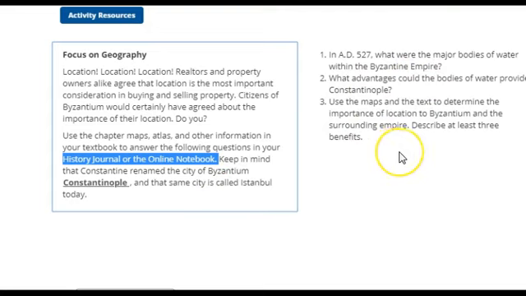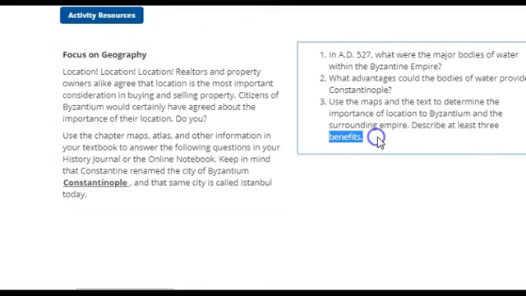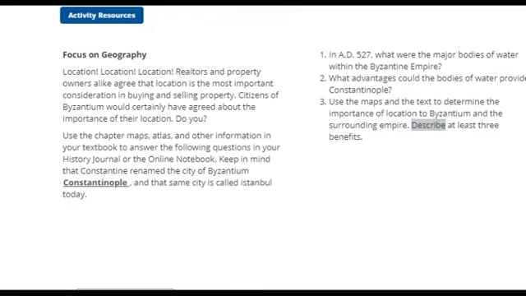Here are the questions that you're going to be answering. In AD 527, what were the major bodies of water within the Byzantine Empire? What advantages could the bodies of water provide Constantinople? And use the maps and text to determine the importance of location to Byzantine and the surrounding empire. Describe at least 3 benefits. So tell me the benefits and maybe why they are benefits, because that's going to be description. Don't just list those, but describe, because you may need to refer back to that as well.